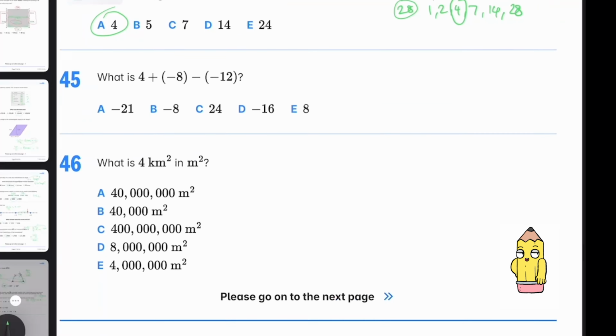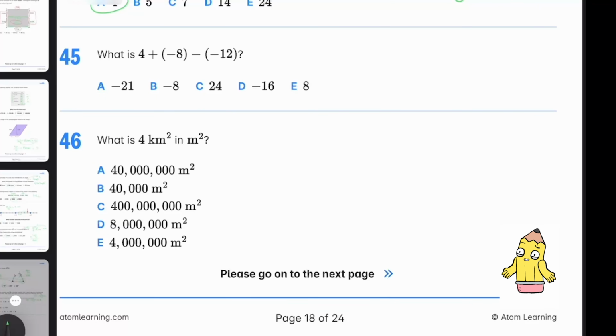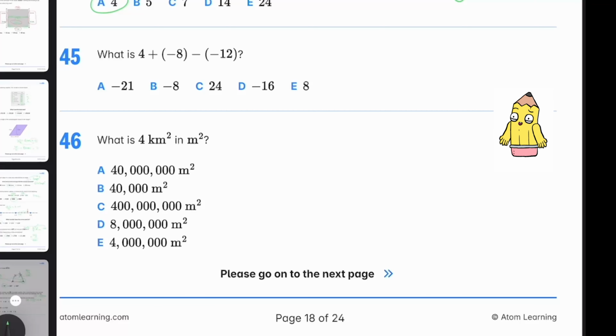Question 45. What is 4 plus minus 8 minus 12? So we'll solve this question from left to right. We've got 4 plus minus 8, which is the same as 4 minus 8. So this gives us minus 4. We then have minus 4 minus 12. We know 2 negatives give us a positive, so it's minus 4 plus 12, and that gives us positive 8 as our answer.